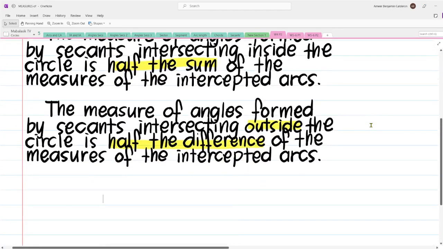Lastly, if the secants or tangents intersect outside the circle, then we will have two intercepted arcs. What we want to do is to get the difference, so the bigger arc minus the smaller arc, then get half of that, and that is the measurement of the angle.